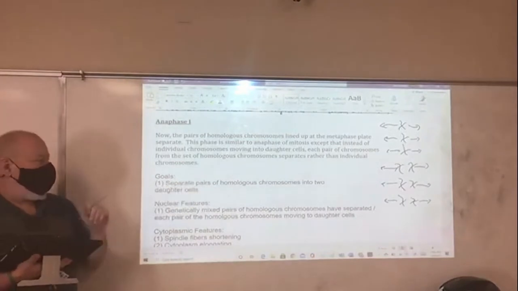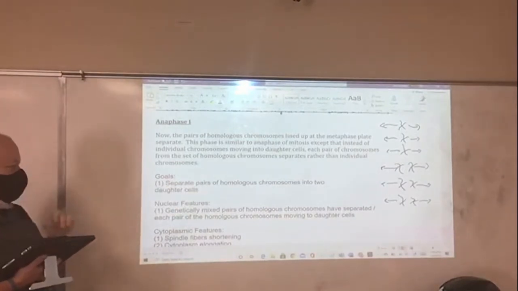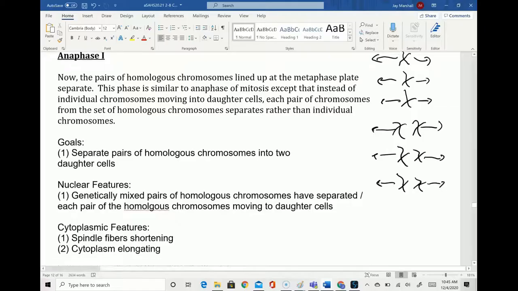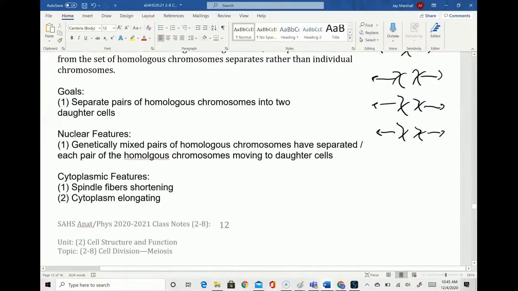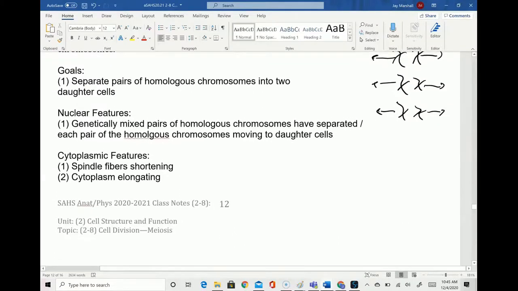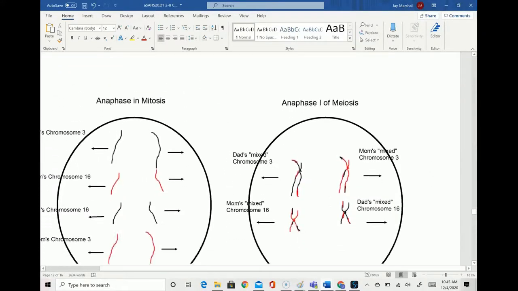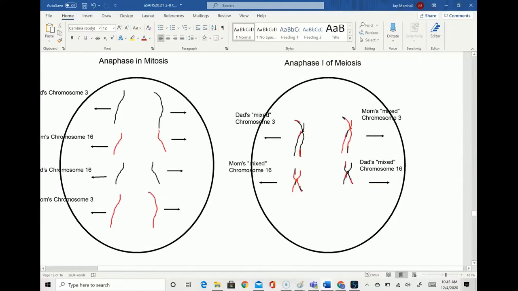So our goal is to separate the pair of homologous chromosomes into two daughter cells. And what we'll see is genetically mixed pairs of homologous chromosomes being separated, each pair will move to a daughter cell. And as with mitosis, in the cytoplasm, we'll see the spindle fibers shortening and the cytoplasm elongating. So this illustrates that same thing.